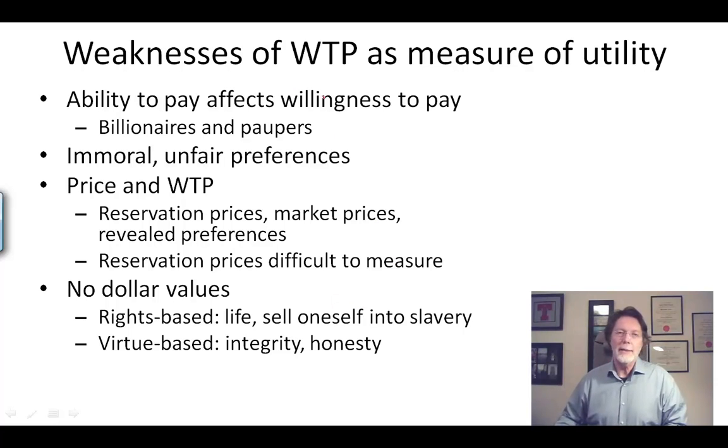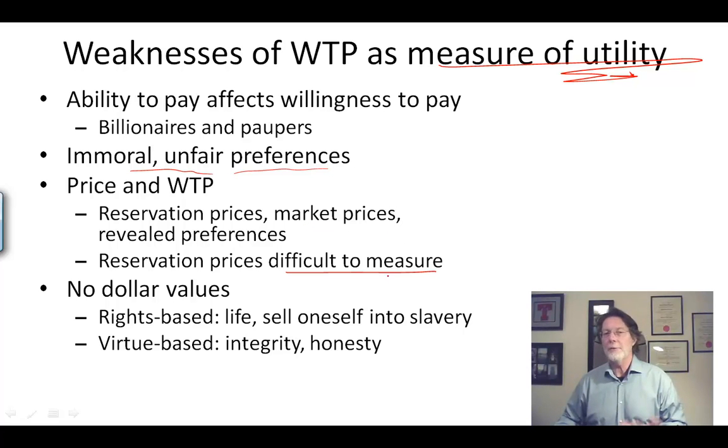So weaknesses of this view are that ability to pay does affect willingness to pay. Billionaires and students are willing to pay different amounts, even though they want something about the same amount. The billionaire is willing to pay more because the billionaire has more, and so it's not a very good measure of what the real utility of something is. People are willing to pay for immoral or unfair or unhealthy preferences. Reservation prices, as I say, are difficult to measure or observe. They're not market prices, so if they're difficult to measure, that makes their usefulness as a measure of utility a little suspect.